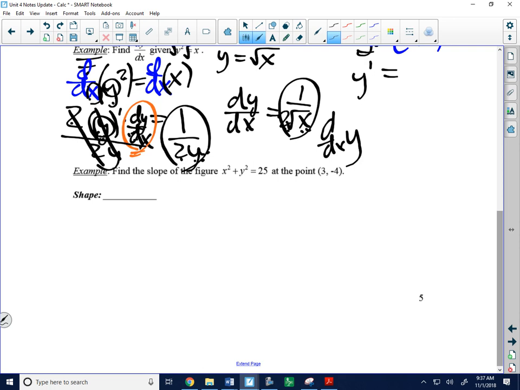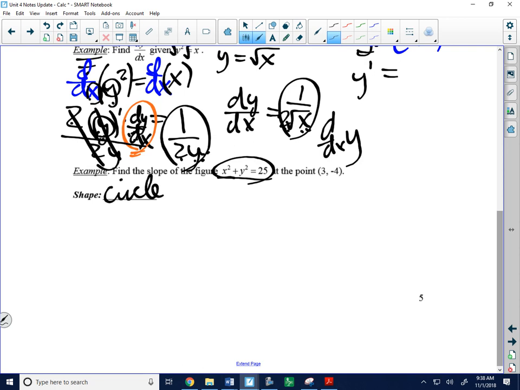We'll do another one just so you see the process, and I want to show you where this would be helpful. So find the slope of this one. Slope, derivative, we'll plug in and get the slope at the point (3, -4). What's this shape? Remember? Circle, yeah.